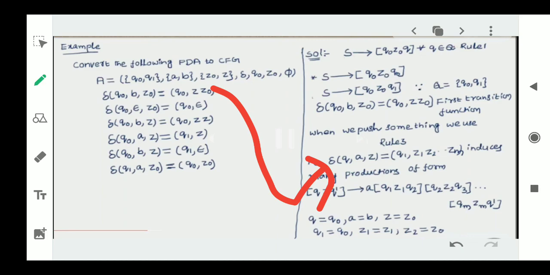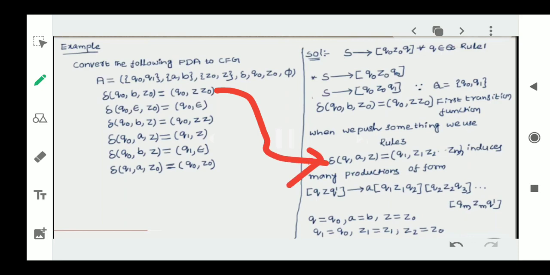Now we will compare our first PDA equation with rule 3, because it represents a push operation. How did we identify this? Because we have 2 symbols in the stack, since we represent the top symbols of the stack in the equation like this. That's why we identify this PDA equation as a push, and now we are comparing it with rule 3. Now we'll identify what is Q, what is A, and what is Z.